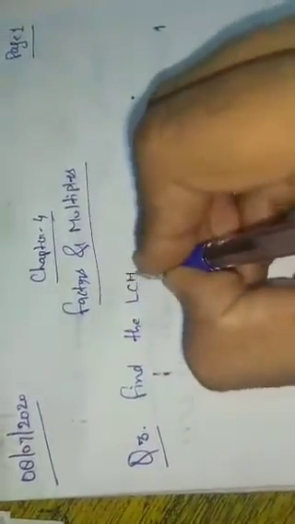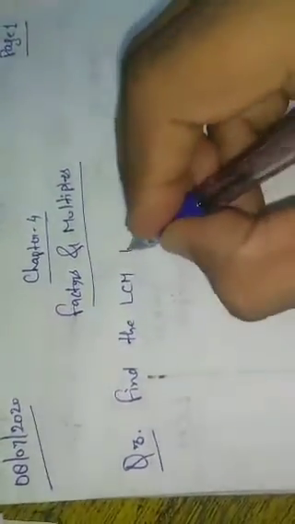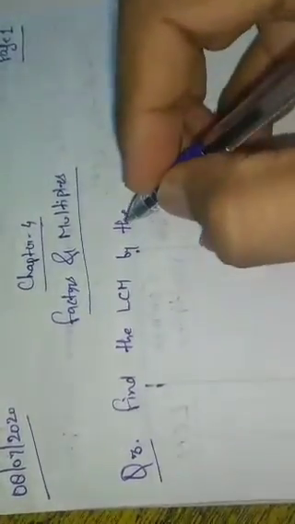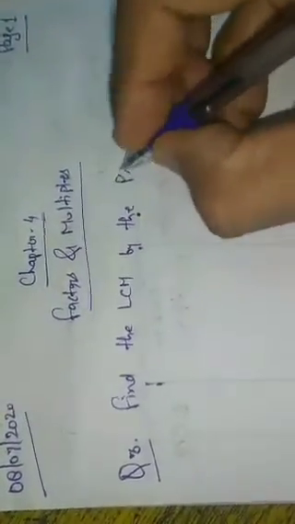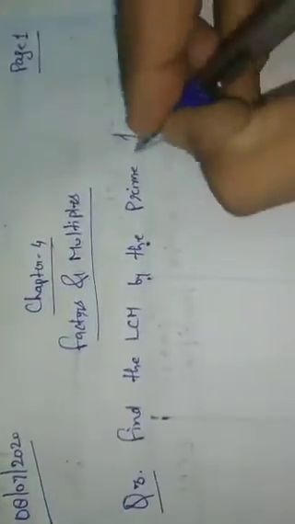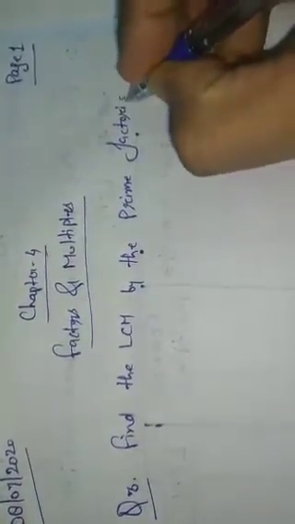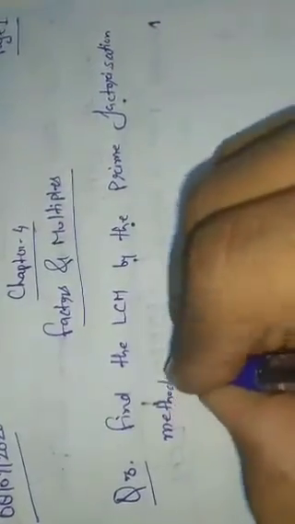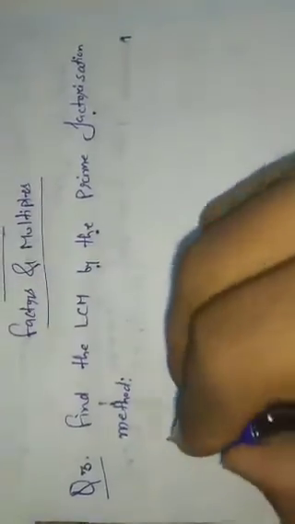Question number 3. In the book, question 3 has been given: find the LCM by the prime factorization method. We will find out the LCM with the help of the prime factorization method. So the A part of question number 3 has been given.